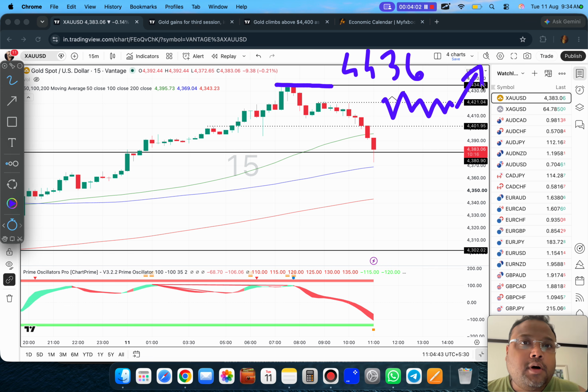At least till tomorrow, the sentiment should remain bullish because tomorrow we have CPI. After CPI, things may change again. But as of now, the market is on the bullish side.